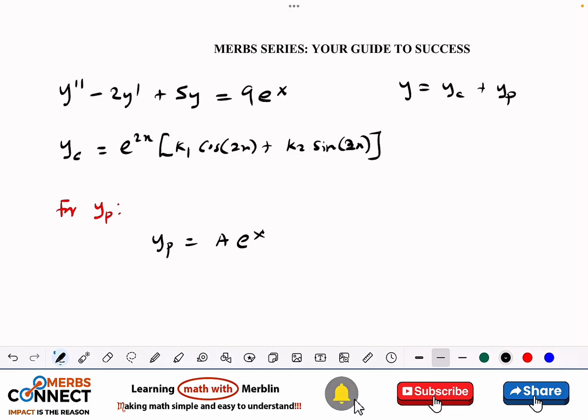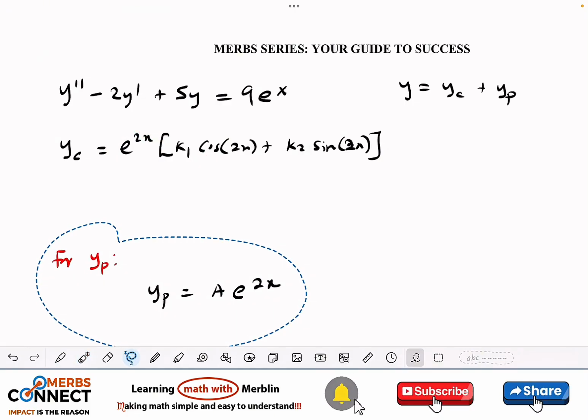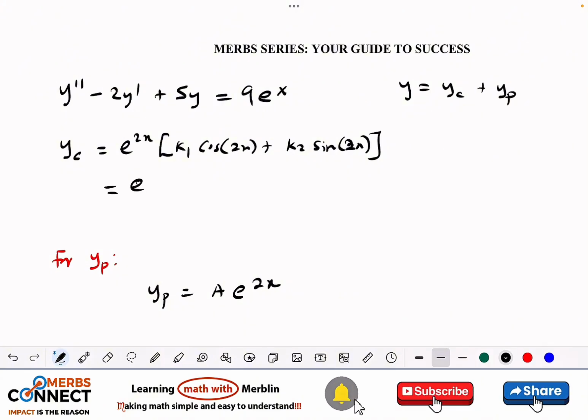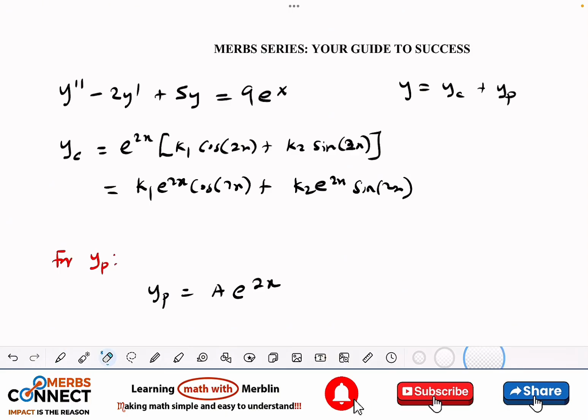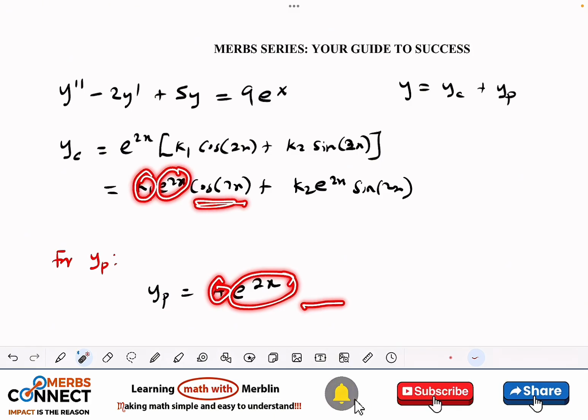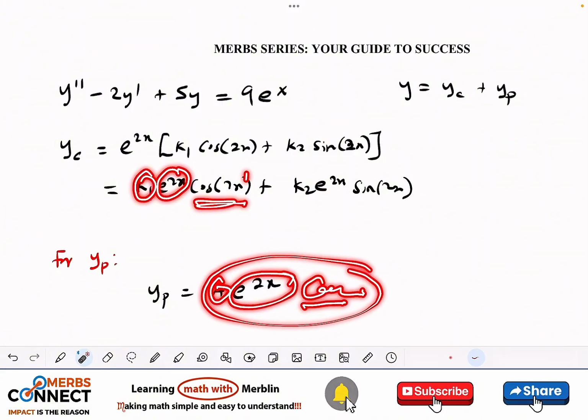Somebody is asking, what if it's the same? If this one is the same as this, when I multiply this one by this, I'm going to have something like k1 e to the power 2x cos 2x plus k2 e to the power 2x sine 2x. Even though we have this one here and the constant here, we have cos which is not here. So they are not the same, unless maybe this one too is going with cos, then we can say that this is the same as this.